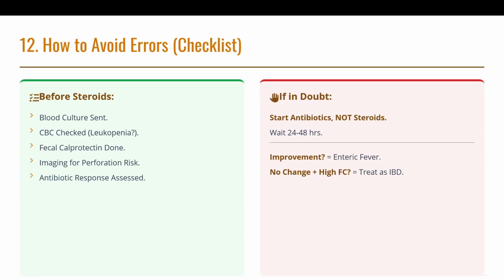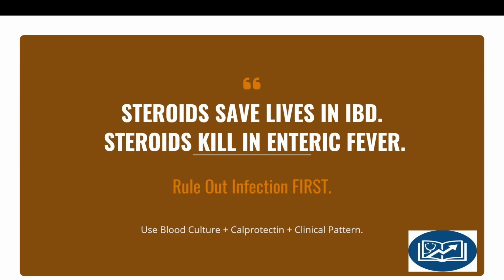So how to avoid errors before steroids? Always do the cultures, check the CBC, fecal calprotectin, imaging for perforation risk, and assess antibiotic response before giving steroids in case of suspected IBD versus enteric fever. If in doubt, always start with antibiotics and not steroids. Wait for 24 to 48 hours for response. If there is improvement, it could be enteric fever. If there is no change or high fecal calprotectin, treat it as IBD. Steroids save lives in IBD, but steroids kill in enteric fever. Rule out infection first before giving steroids. Always use blood culture, calprotectin, and clinical pattern for further assessment and management.